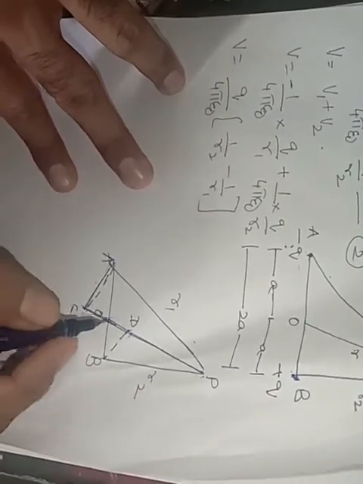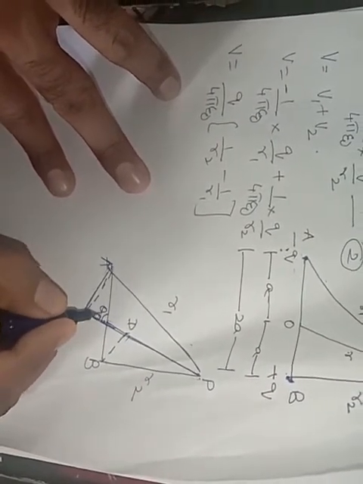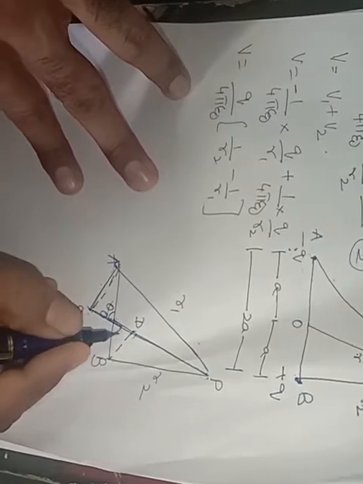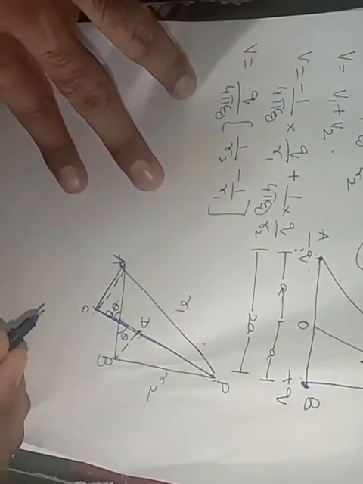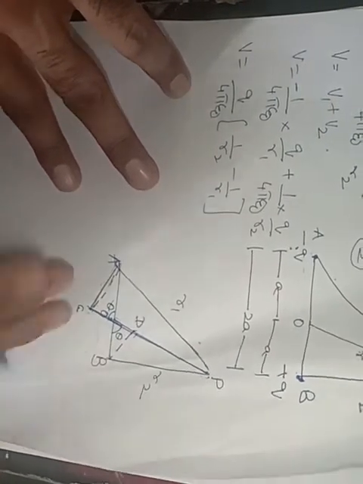So when we make the triangle, what will happen? This will make an angle theta. If this makes an angle theta, this will also make an angle theta. So now this figure is drawn for our derivation.